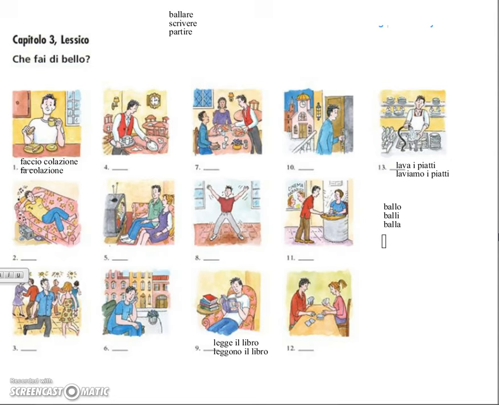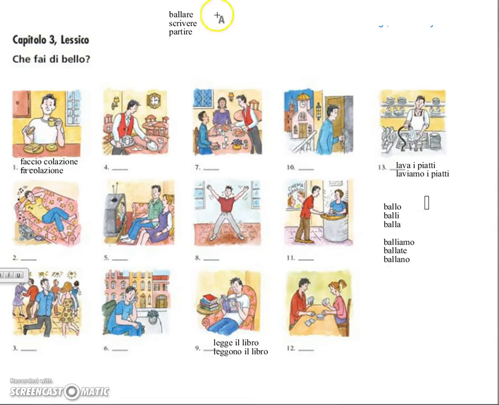When you have a group of people, noi, we don't need the subject pronoun, do we? Balliamo, voi ballate, and loro ballano. So I point out to you that the stem is the same throughout, bal, bal, bal, and what changes is the ending. That's what helps you determine who is doing the action.